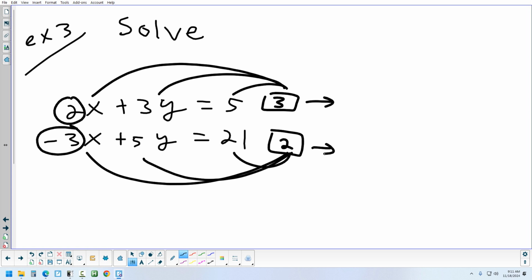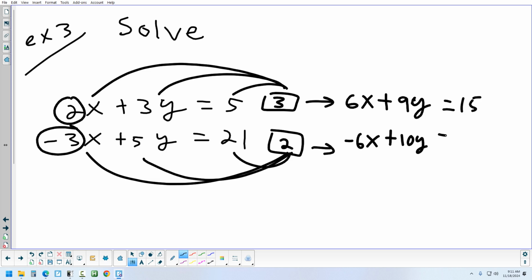What's my new top equation going to be when I distribute out the 3? 6x plus 9y equals 15. Yep. Okay, some people forget to multiply the other side. Don't forget the 5 times 3 is 15. And how about the bottom equation? Negative 6x plus 10y equals, say that again? 12. Oh, 42. Oh, is it 21? Yeah, why do I have a 6?